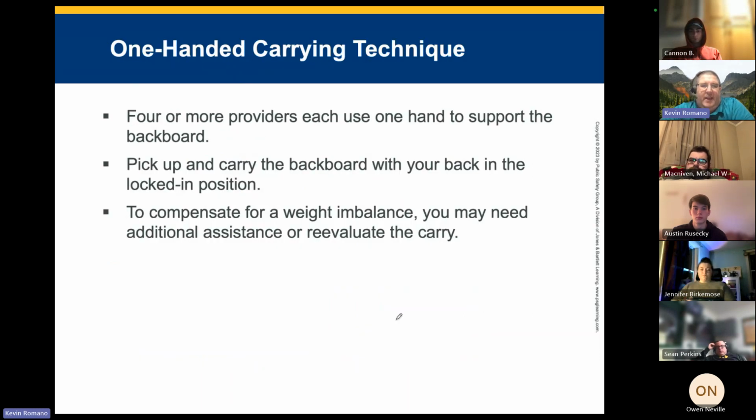The one-handed carrying technique, so 4 providers use 1 hand each to support the backboard. It's not a bad thing, but if you have bad grips, then you should really be walking with 2 hands on the board, but you can use 1. I would never, ever use 1 hand on the back side of a board or front side of the board, as far as foot and head. Always have 2 hands.